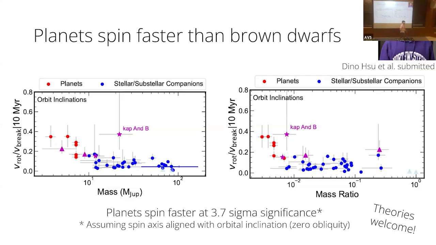So below 10 Jupiter masses, it seems like there's evidence that these planets actually spin faster, and it's pointing to the fact that there's some difference in angular momentum evolution at the early stages when the planet still has its circumplanetary disk to dump angular momentum onto. So I'm very welcome to theories for how this could happen. There doesn't seem to be a lot of theories in the literature, so if you have ideas, please let me know. I'm happy to chat.